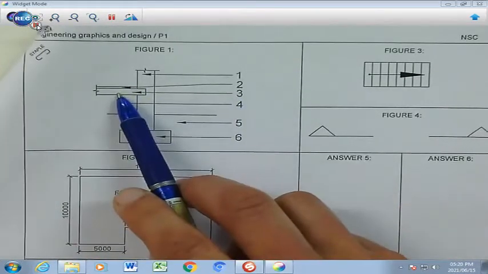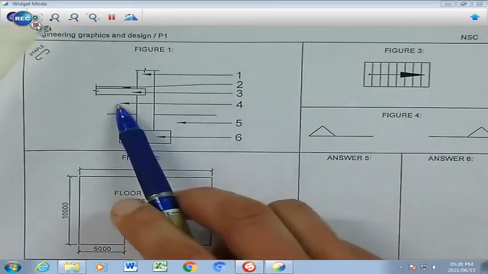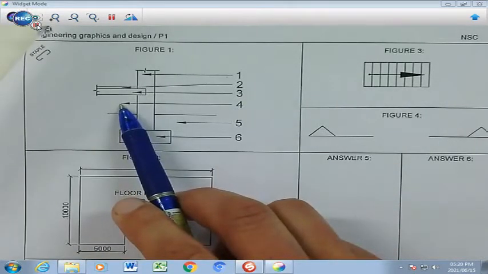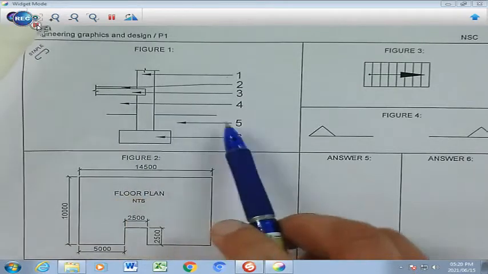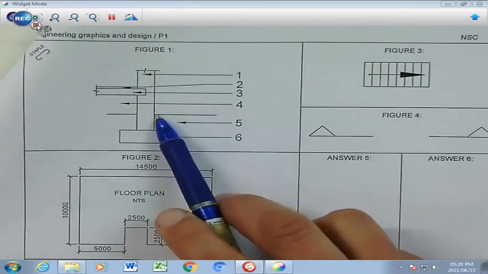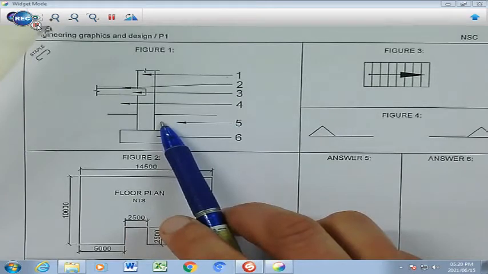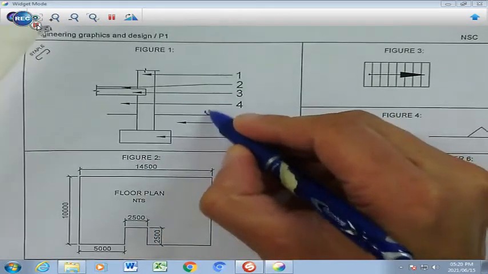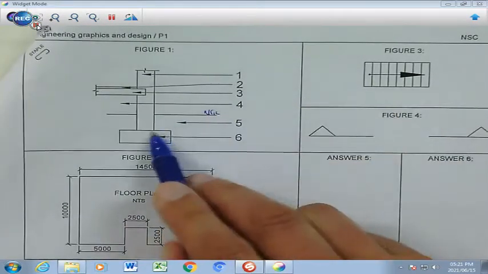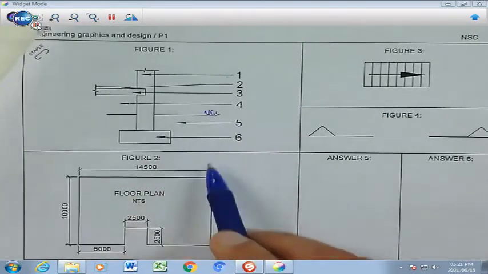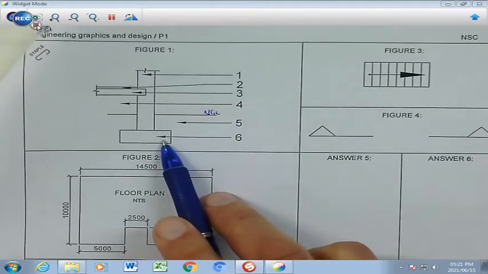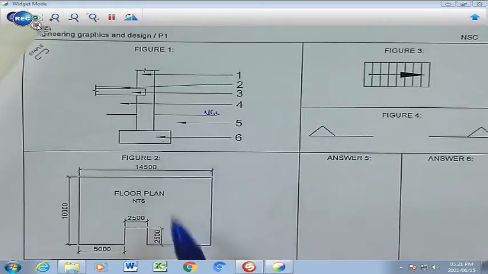Number 3 is going to be your concrete slab. Number 4 is going to be your compacted hardcore fill. Number 5 is going to be below the natural ground level, and remember this is the natural ground level here, so this is going to be earth fill, and that is going to be our foundation concrete.